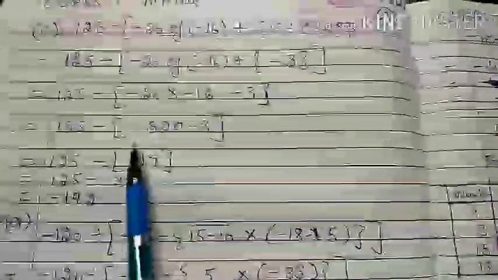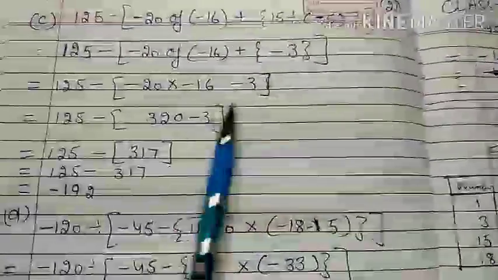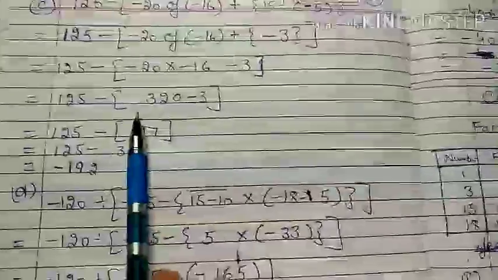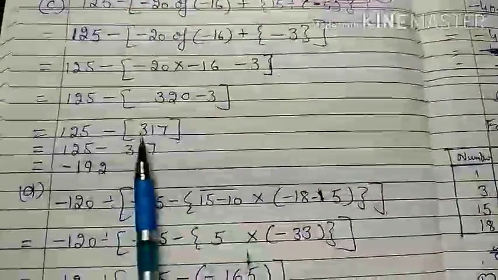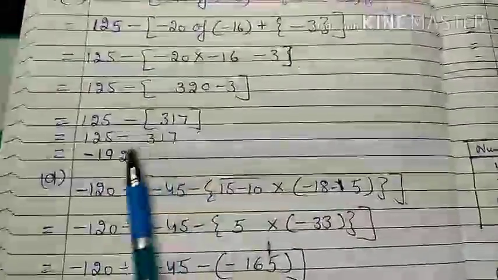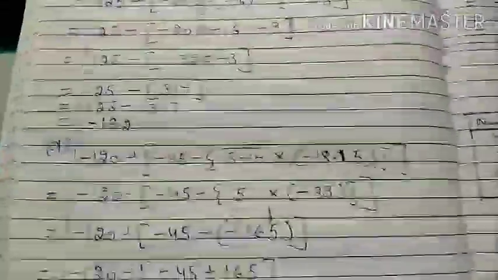Minus 20 into minus 16 gives you 320, minus 3, and when you subtract, 320 minus 3 gives you 317. 125 minus 317 gives you minus 192, which is your required answer.